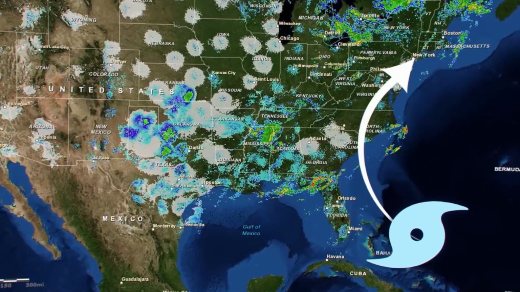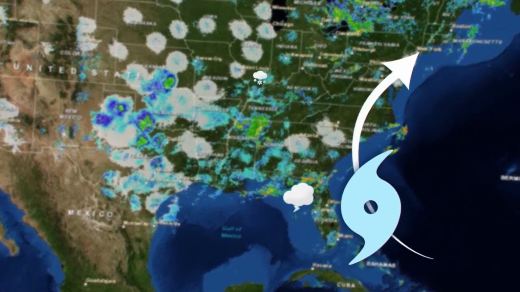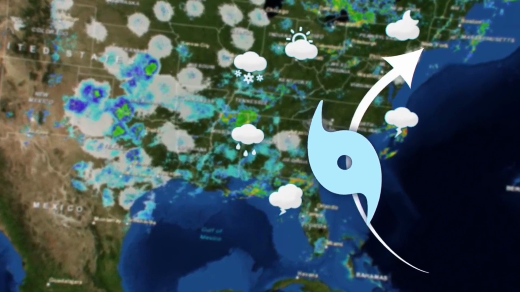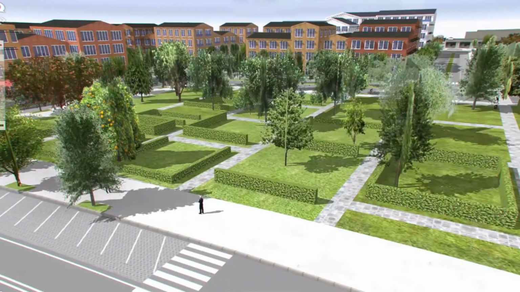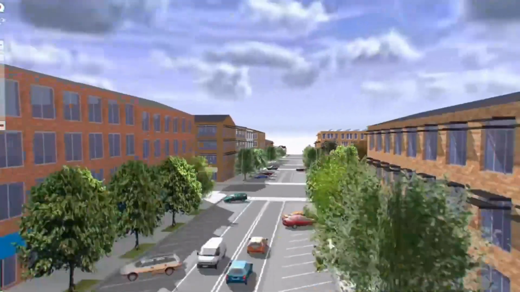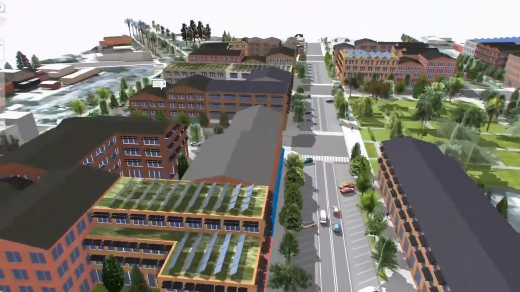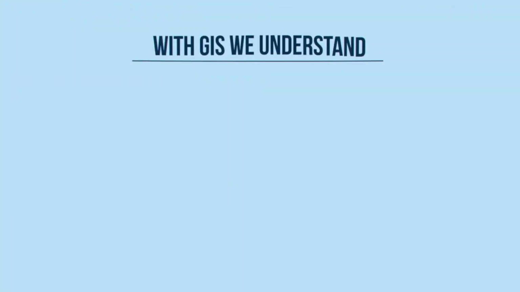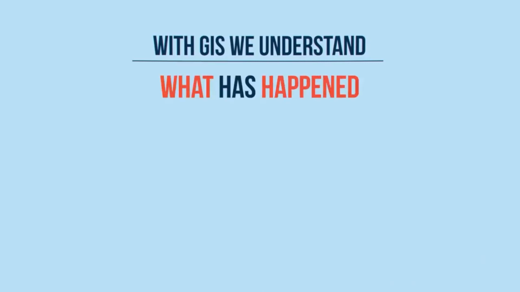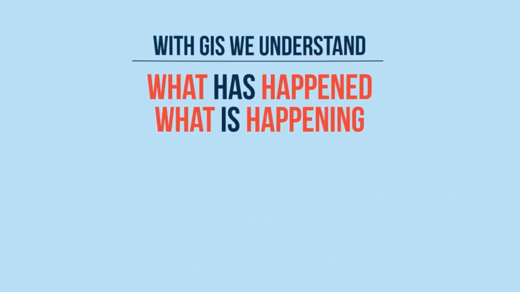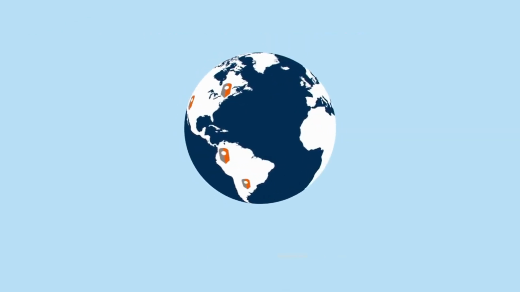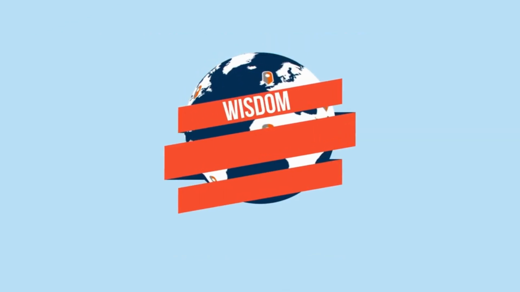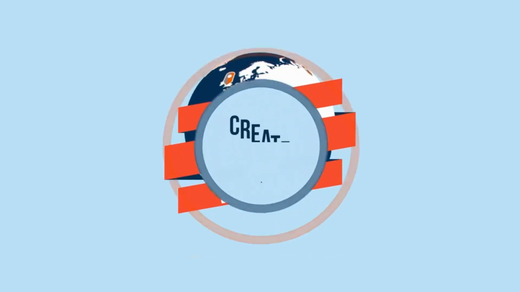For example, a meteorologist might study the paths of hurricanes to predict where and when they might occur in the future. A city planner can choose the best location for a new park or hospital, ensuring that they are built in the place where they're needed the most. GIS is essential to understanding what has happened, what is happening, and what will happen in geographic space. Geographic understanding brings wisdom, and with wisdom, we can make better decisions to create a brighter future.